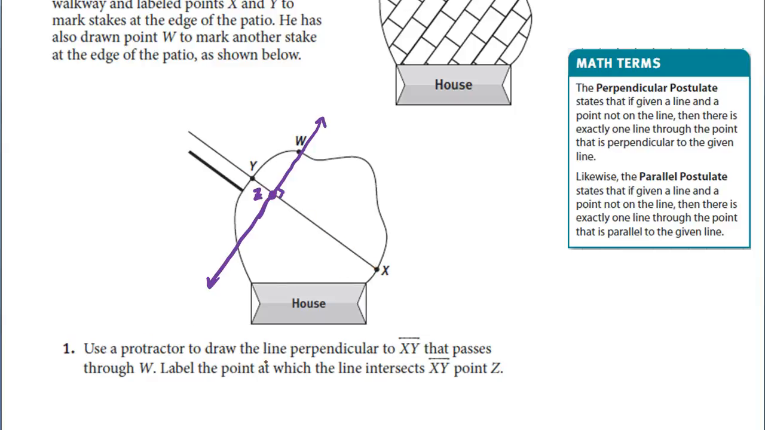Question 1. Use a protractor to draw the line perpendicular to line XY that passes through W and label the point of intersection point Z. I have done that in purple. So here was point W. Here is the line XY that I want to draw perpendicular to, and that's the purple line creating a right angle. I labeled that point Z.